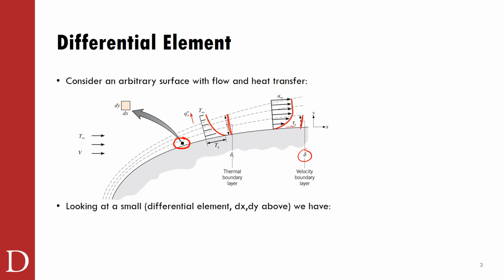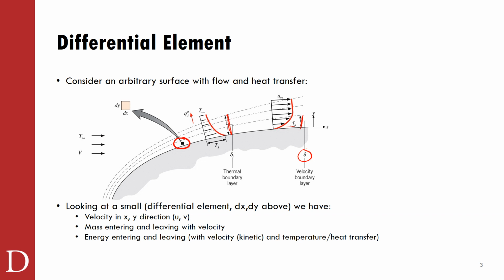Inside of that, we're going to look at what's happening. We're carrying mass in with X and Y components of our flow. So we have mass entering and leaving with X and Y components of velocity. We have energy entering and leaving. Some is coming from our velocity, our kinetic energy, and some is coming from thermal energy or heat transfer. So there's going to be some temperature going on. We're going to have some heat transfer as well. So we've got this q double prime s, so we've got some heat flux coming out of the surface, and we're seeing how that energy enters and leaves the system.